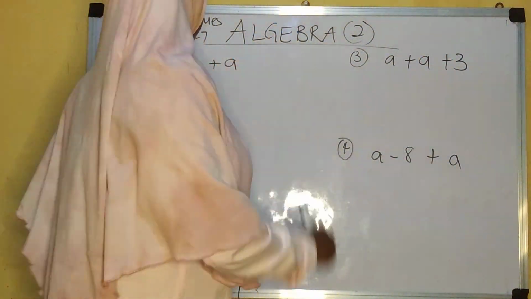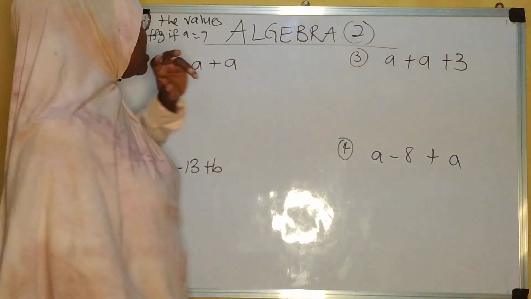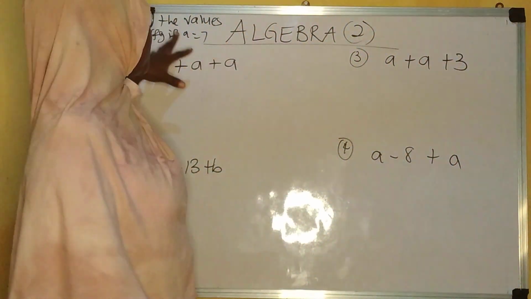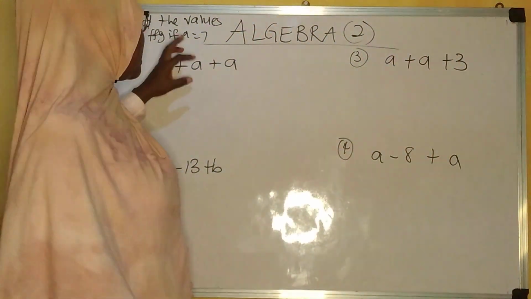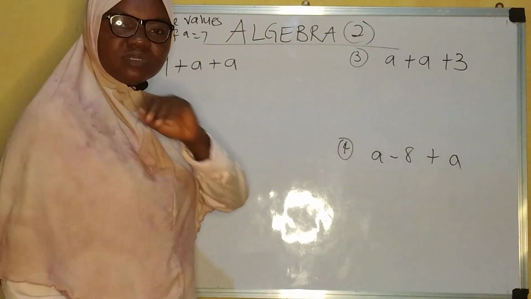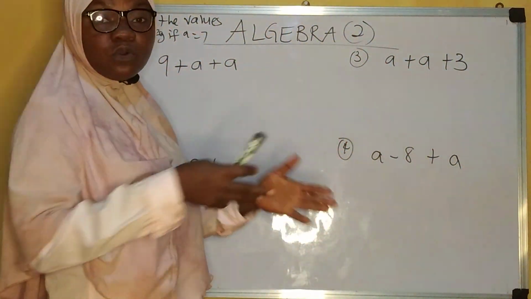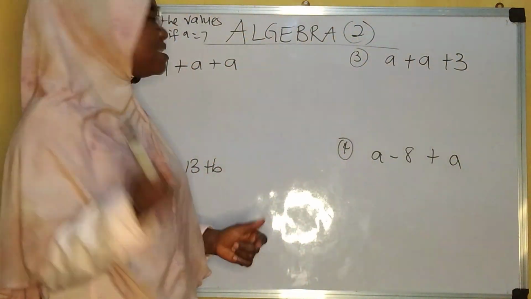Alright, now let's go into it. The first question I have here is 9 plus a plus a. Following the instructions that we are given, we should find the corresponding values of all of this when the value of a is 7. For every place you find letter a, you put the value 7 into it, and then you compute what the corresponding value of the whole thing will be. Is that clear? Now let's take it one by one.